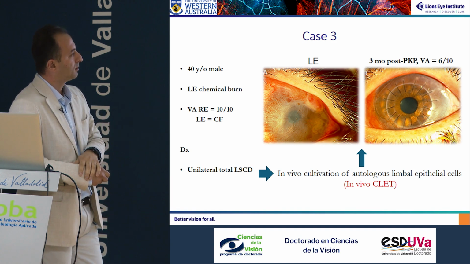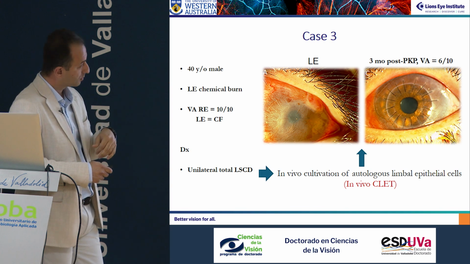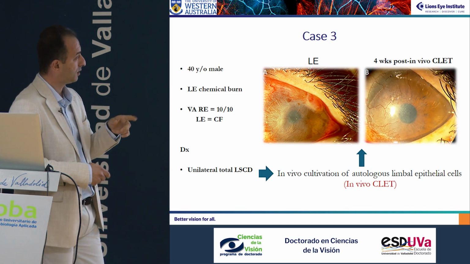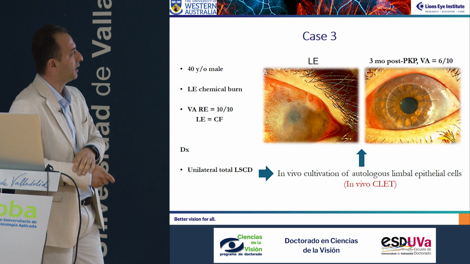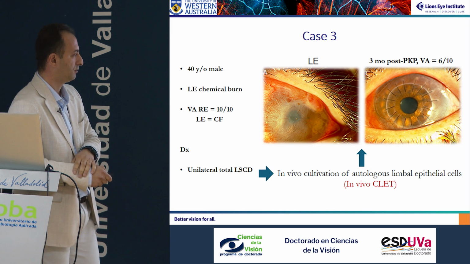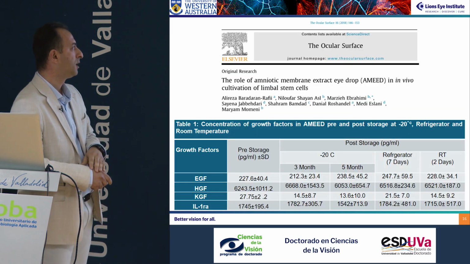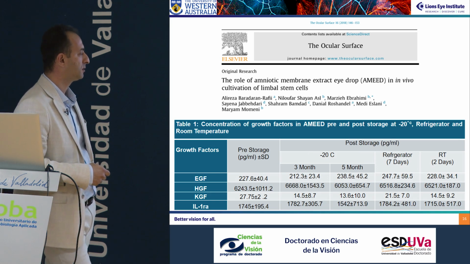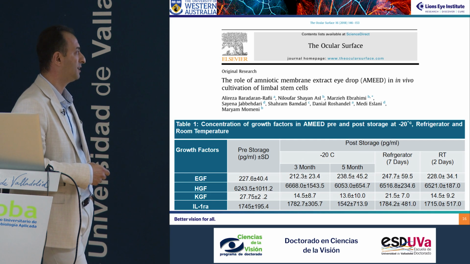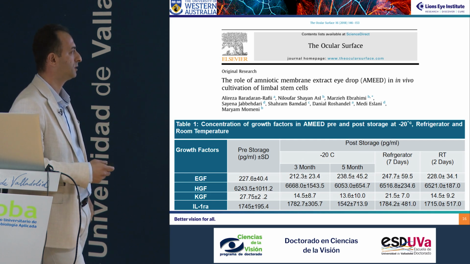After 4 weeks, you can see how the eye changed. The vessels regress. You see the very nice epithelium. And then we did the penetrating keratoplasty, corneal graft. After 3 months, this patient had 6/10 vision. We did it in 14 eyes, and out of these 14 eyes, 11 functioned very well until 12 months.